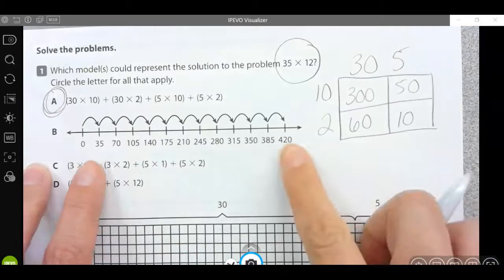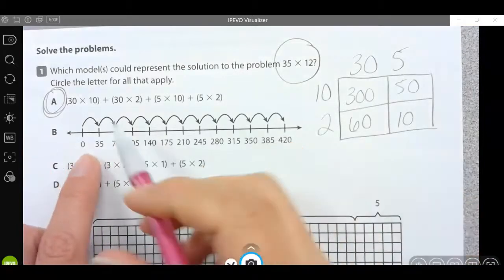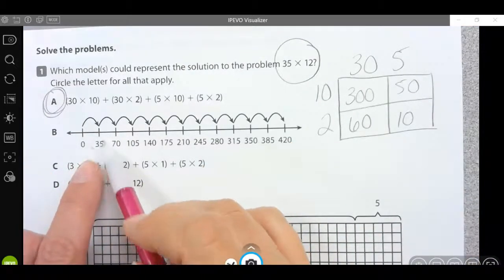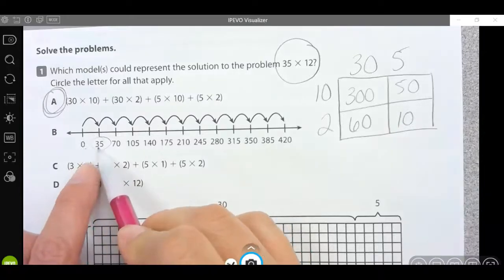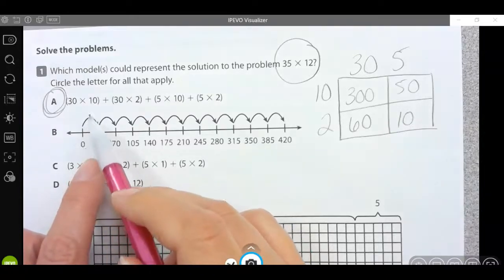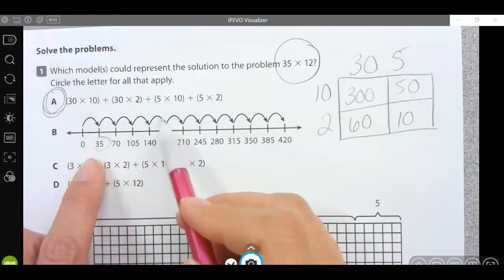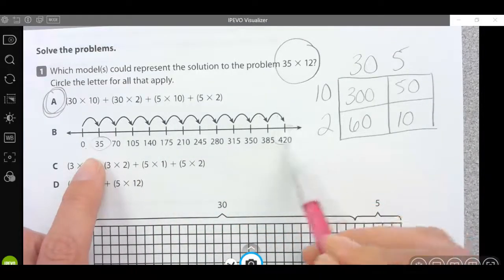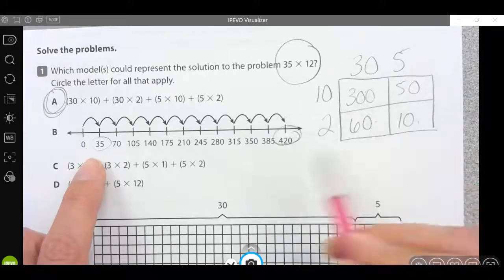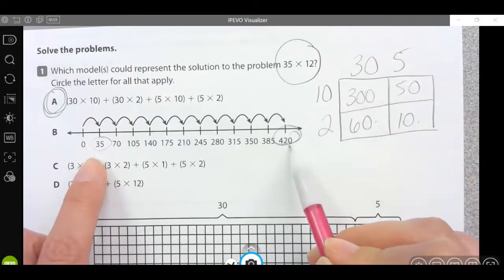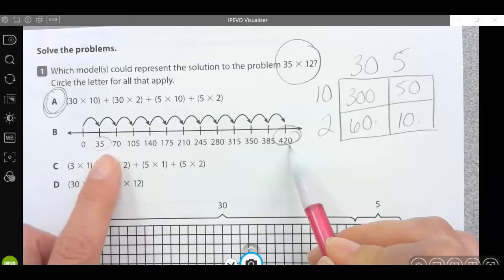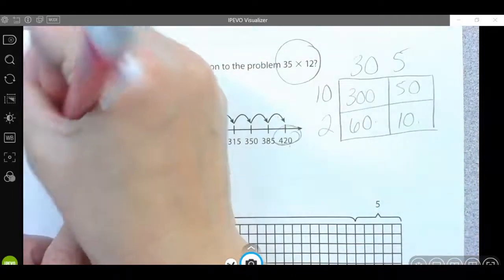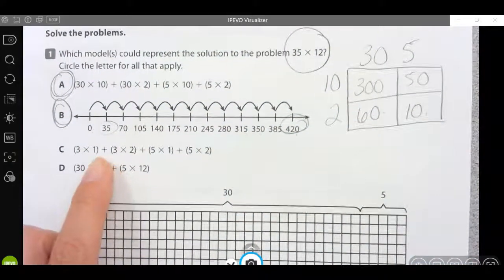Let's look at B. It looks like we're skip counting by 35. So we skip count by 35, 1, 2, 3, 4, 5, 6, 7, 8, 9, 10, 11, 12 times. When you add this up, did you get a final product of 420? Yes. So would B be a good example? Yes.